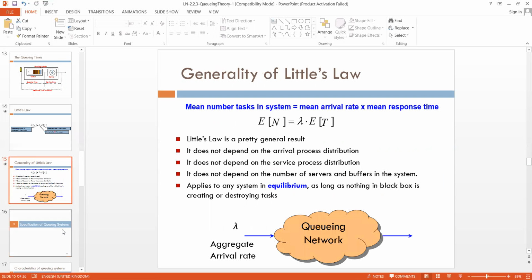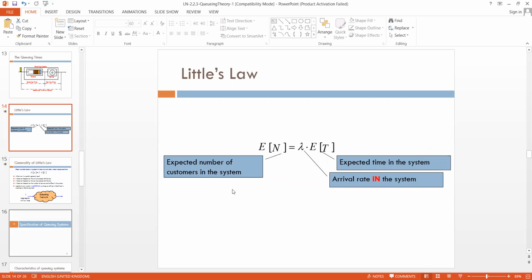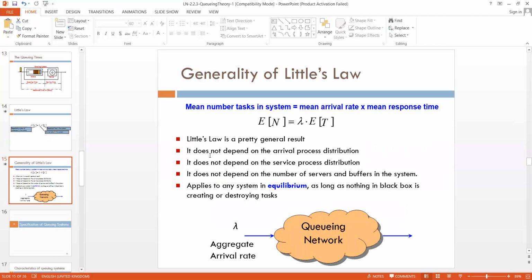Yeah, I believe we all have this formula down. Yes, sir. Okay. Yeah, so no. Let's skip this. I think we've talked about Little's theorem already.